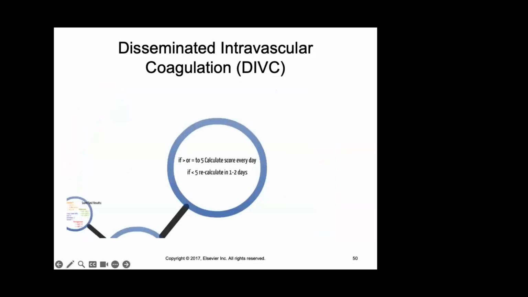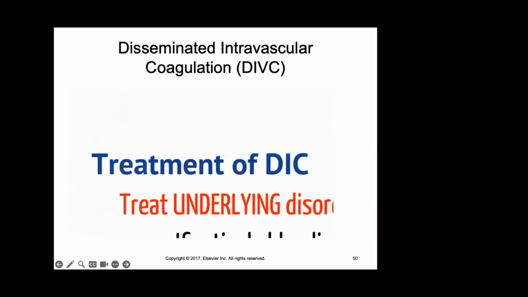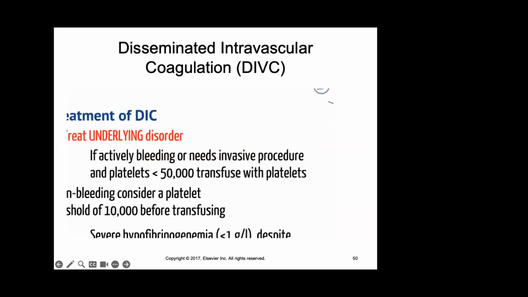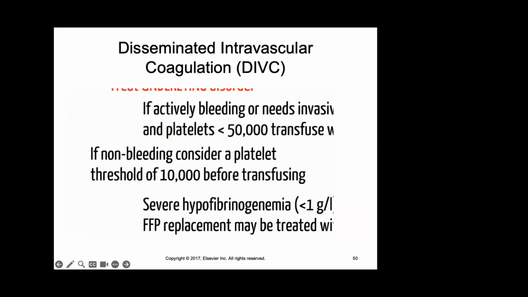All right, we've gone over diagnosis. Let's talk about treatment for DIC. For treatment, you always want to treat the underlying disorder for DIC because DIC is a secondary diagnosis. But if the patient is actively bleeding or needs an invasive procedure and the platelets are less than 50,000, I would go ahead and transfuse them with platelets.